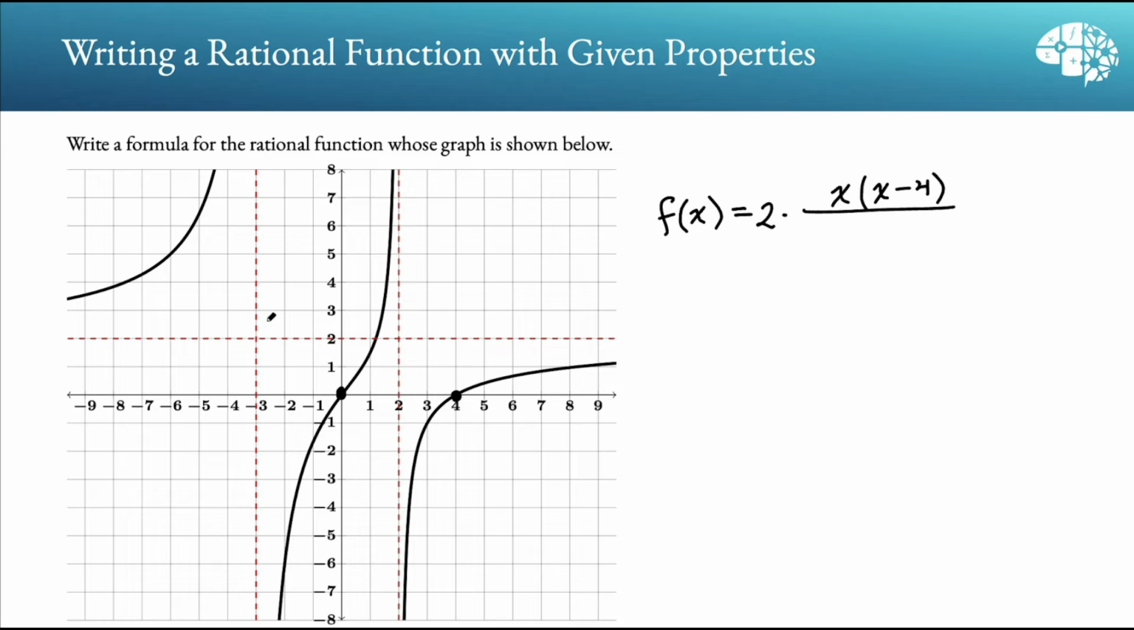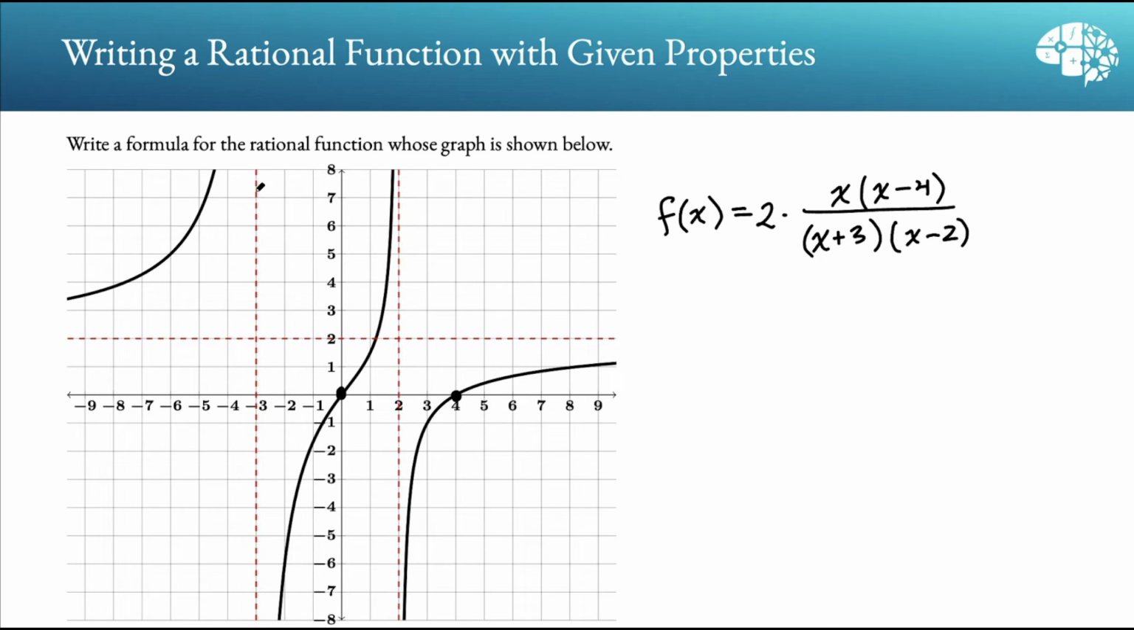And then the vertical asymptotes give us our factors in the denominator. So x equals -3 means that x plus 3 will be a factor. And x equals 2 means that we'll have an x minus 2 as a factor. And again, the exponents on those will both be 1.